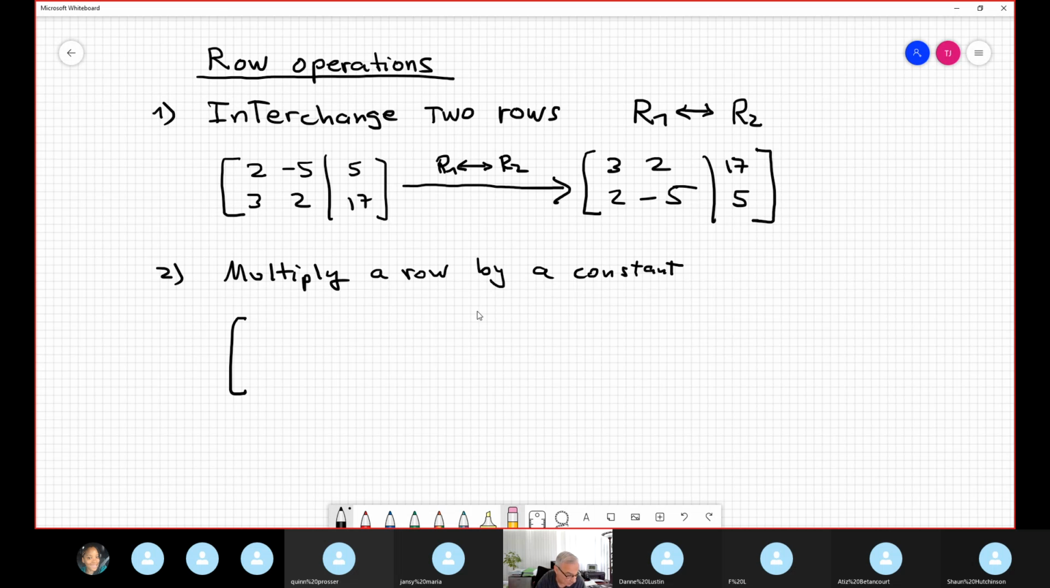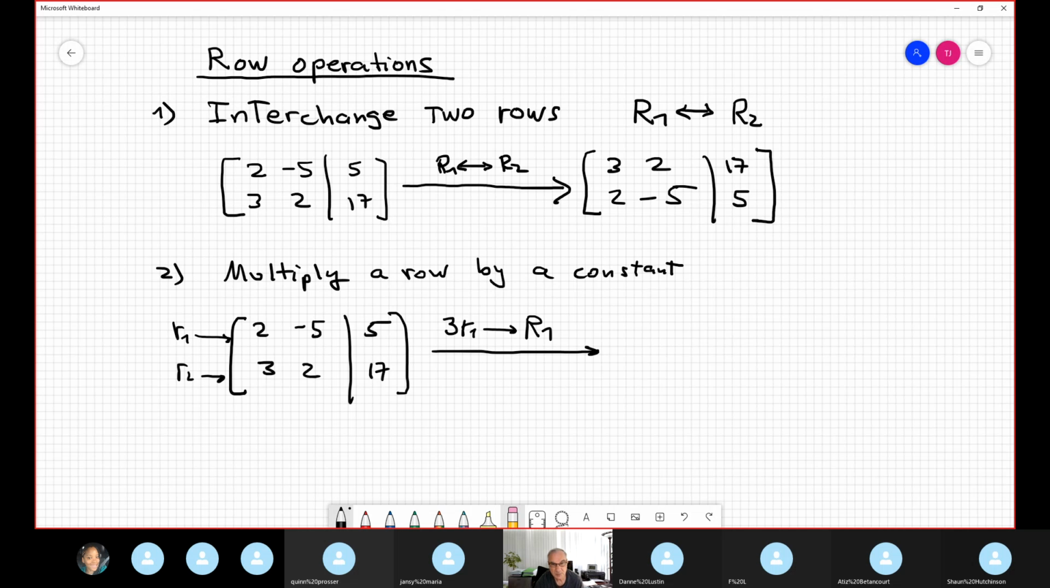Suppose you have the original matrix again. I perform this operation, which is 3 times row 1, stored in row 1. Normally we use a lowercase letter to represent the rows. This is row 1. This is row 2. And you transform it into the new row 1.